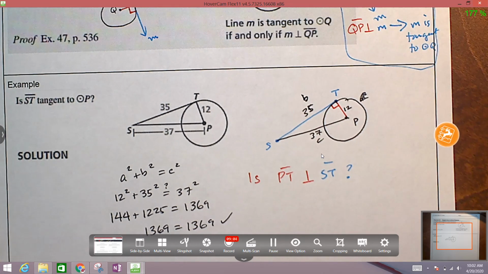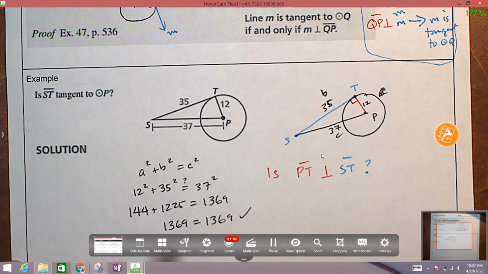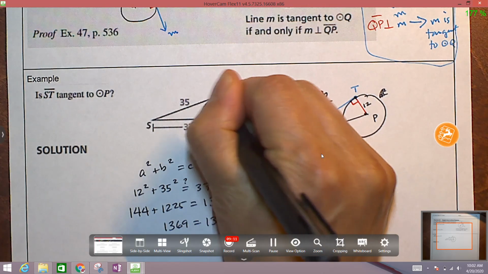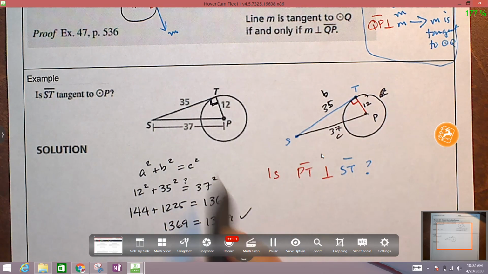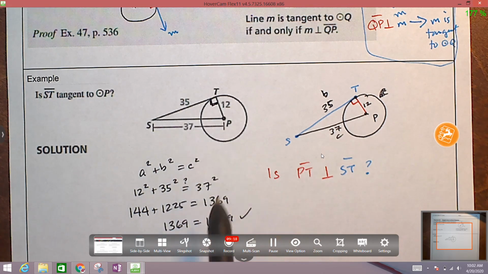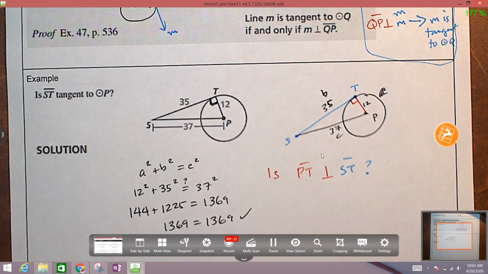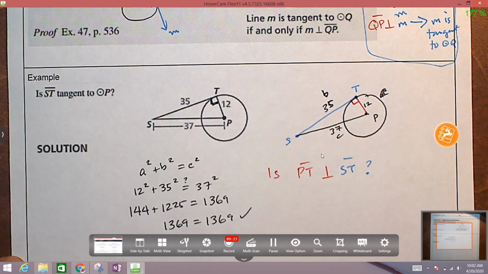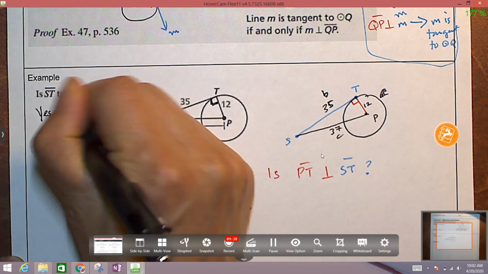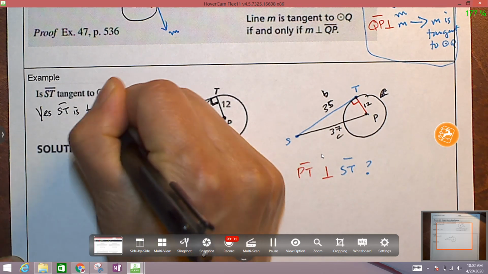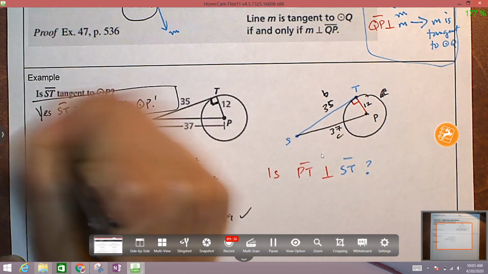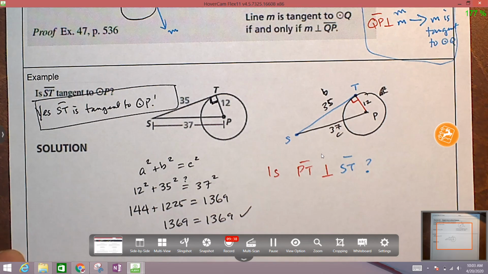So, have we answered the question? No. Let's go back and answer the question. We know that this is indeed a right angle. And because it's a right angle, we can conclude that these two are perpendicular. And because those are perpendicular, we know, yes, indeed, segment ST is tangent to circle P. So let's answer the question. Yes, segment ST is tangent to circle P. Box our answer, and we're good.